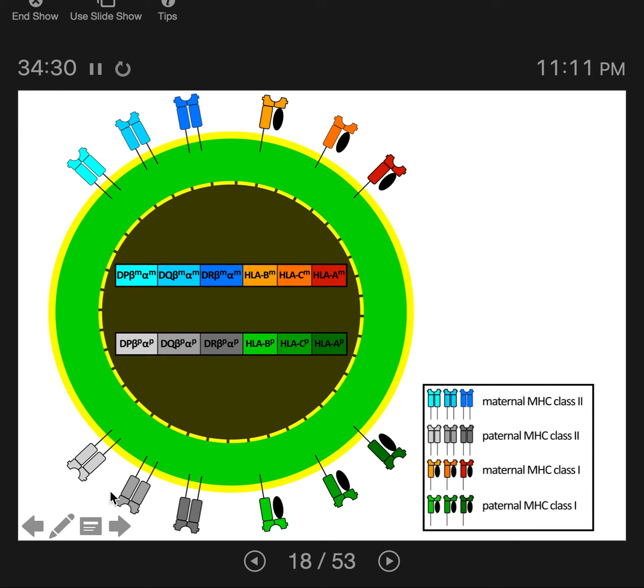And then you have the MHC class 2s. Only immune cells have these. So that indicates that this is a kind of immune cell. In blue, you have the maternal MHC class 2. In gray, you have the paternal MHC class 2. So when this immune cell in green ingests a pathogen and digests it, it's going to then take the digested material and display it here on the MHC class 2s to show to other immune cells to activate them.